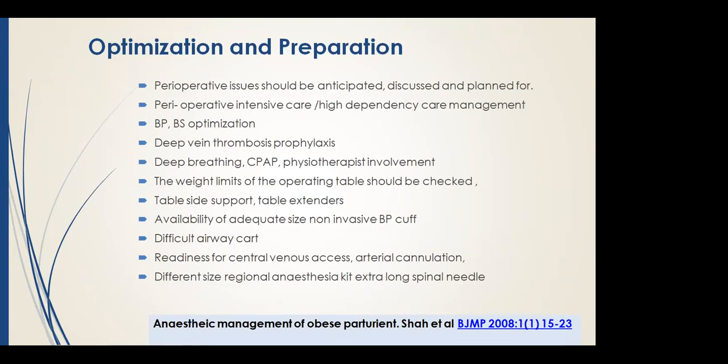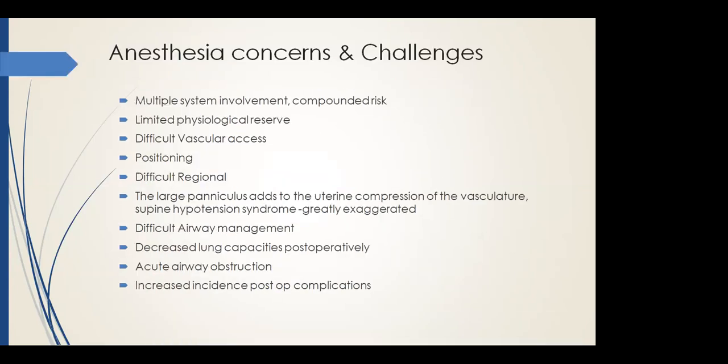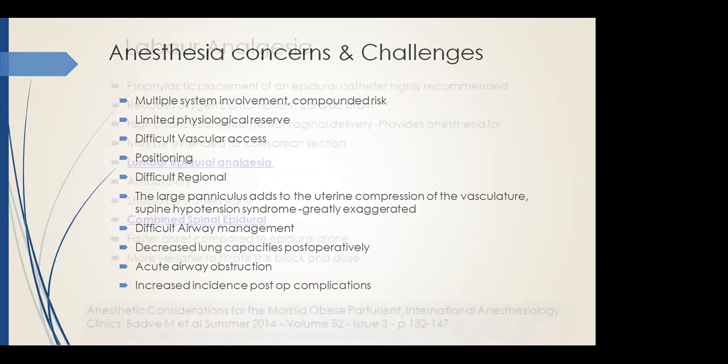Adequate sizes of non-invasive BP cuffs, difficult airway cart, different sizes of regional anesthesia kit with extra long needles, and if need arises, readiness for CVC cannulation and arterial cannulation should be confirmed. These patients have compounded risk and limited physiological reserve, and difficulty arises right from positioning, vascular access, airway, regional, and of course, watch for supine hypotension syndrome.